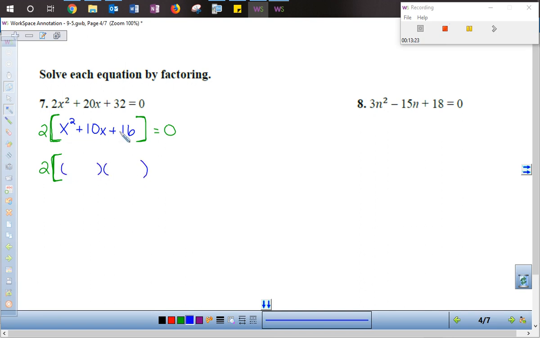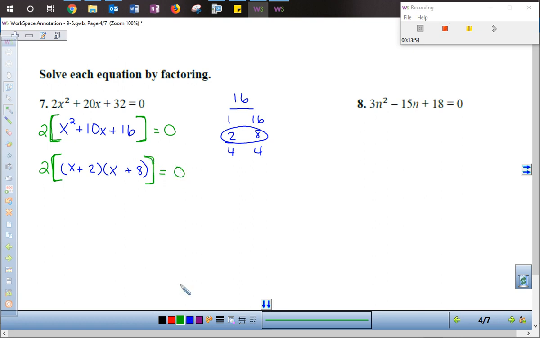Now, in our binomials, we need to have the variable that we're using first, and the second term is whatever multiplies together to be 16 and adds together to be 10. So if I find the factors of 16, I have 1 and 16, 2 and 8, 4 and 4. And the 2 numbers that add together to be 10 are 2 and 8. So that would be plus 2 and plus 8. Then we can close our bracket and bring down our equal sign.